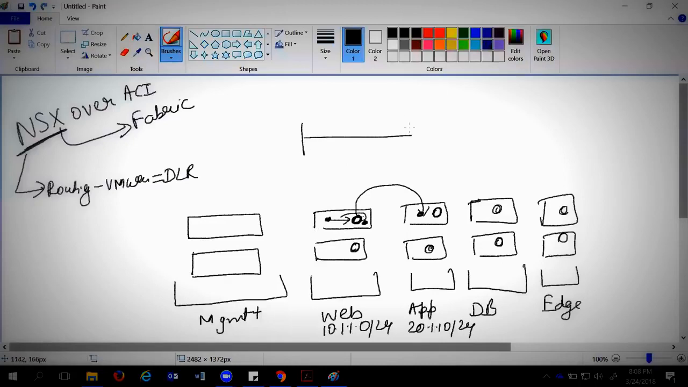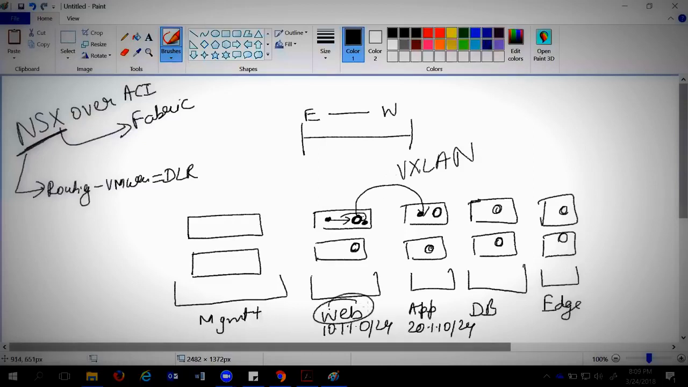Usually this kind of traffic is called what? East-west traffic. Whenever we have to send traffic from one tier to another tier, that is east-west traffic. It's a very common term in the physical environment also. Now, to really do this kind of task, all of this happens at the back end with the help of VXLAN.